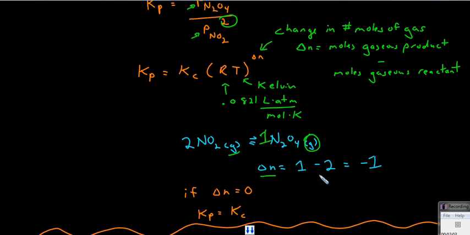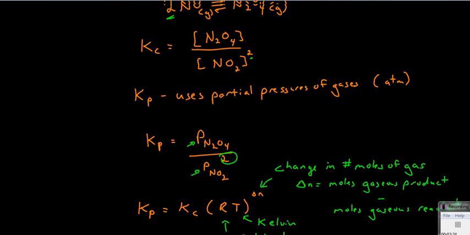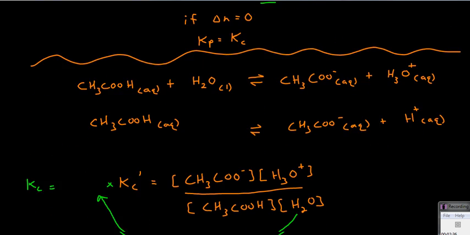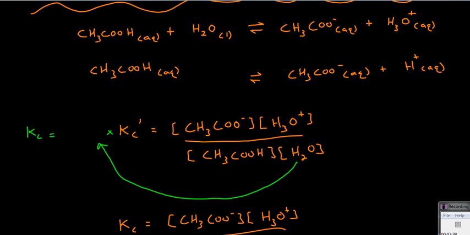Now, oftentimes, the change in the number of gaseous particles in the reaction will be equal to 0, and hence Kp will be equal to Kc. Now, I want to mention that these Kp and Kc constants, they do not have units. Although they might have units, we don't show them. It's just not typical.